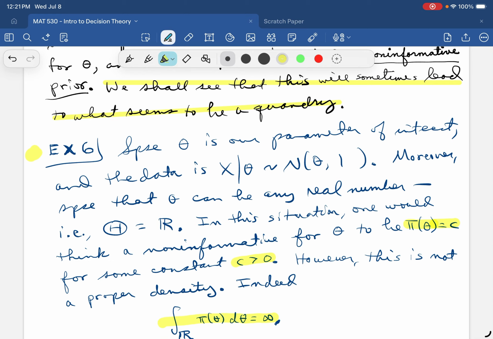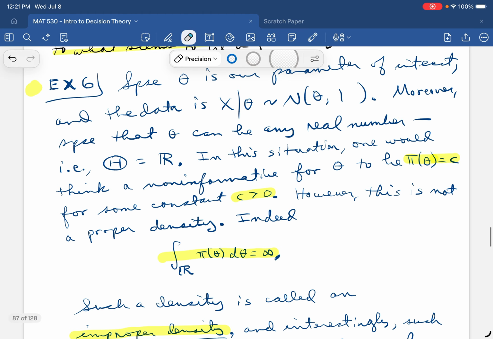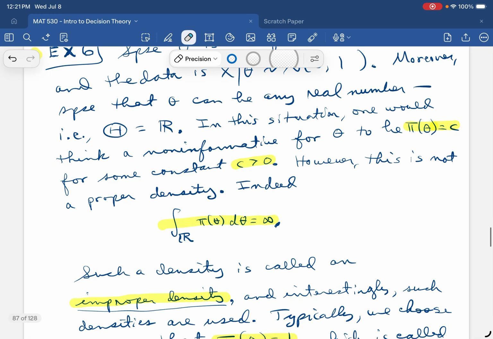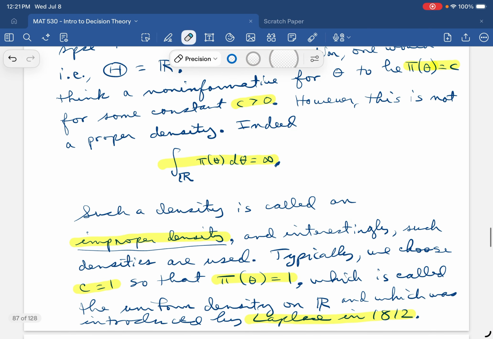So I guess we would think naturally, or our best guess would be to call pi of theta just some constant C that's a positive number. But that's clearly not a valid prior density, because the integral of that over the entire real line is infinity, no matter what you pick C to be. So that is what we call an improper density, and it is used. And typically it is used where C is equal to 1. Seems to be a good choice for obvious reasons. That's called the uniform density on the reals, and was introduced by Laplace back in 1812.